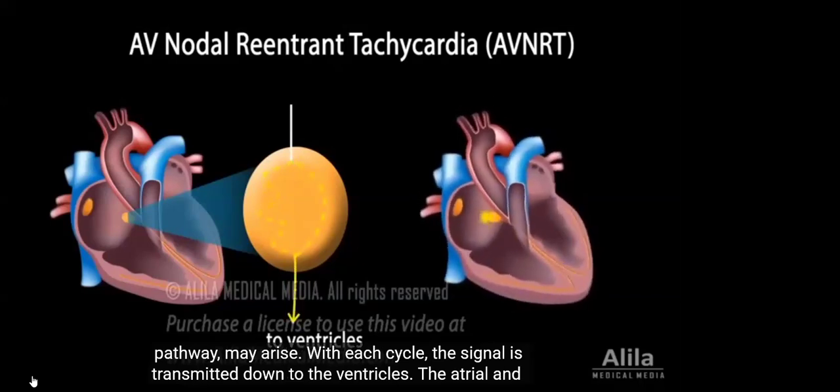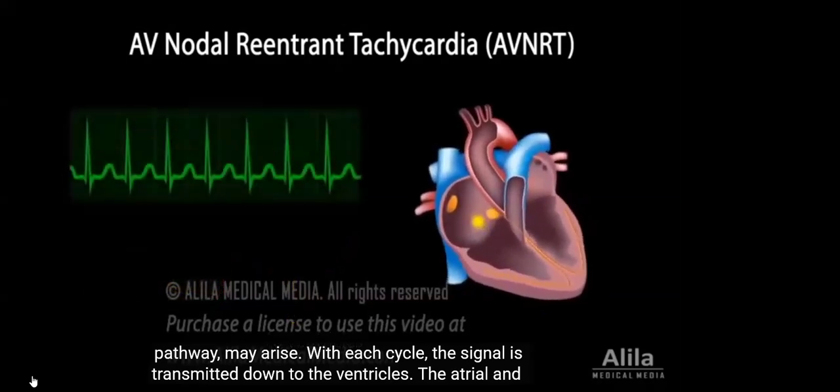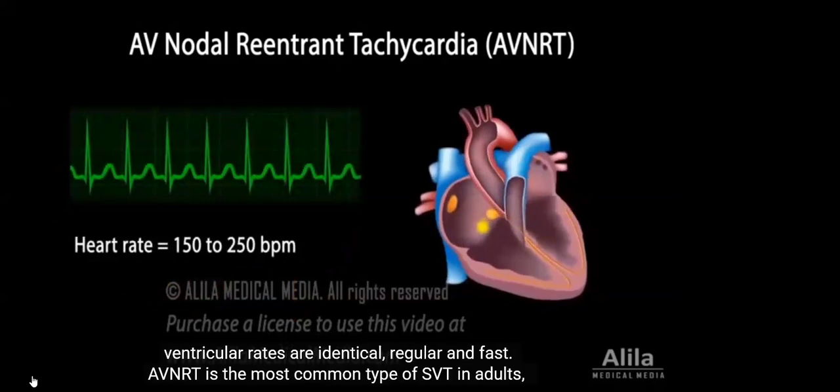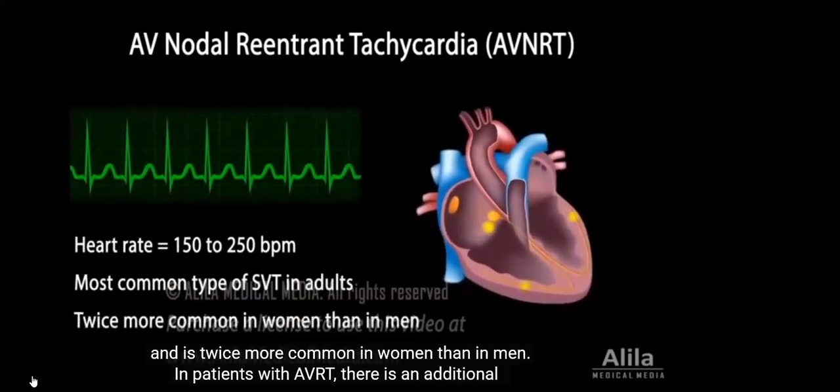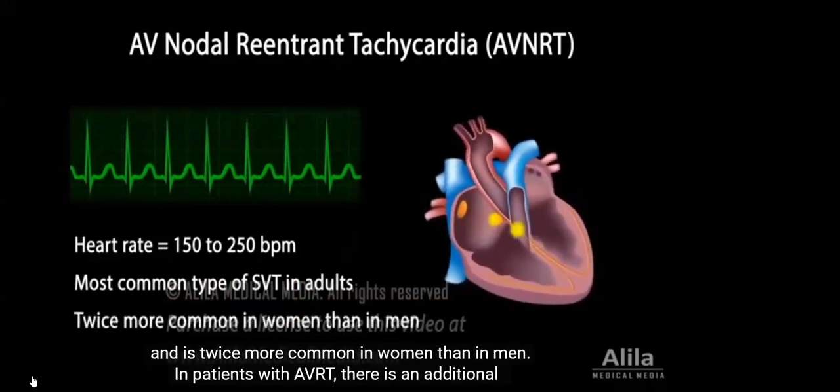With each cycle, the signal is transmitted down to the ventricles. The atrial and ventricular rates are identical, regular, and fast. AVNRT is the most common type of SVT in adults and is twice more common in women than in men.